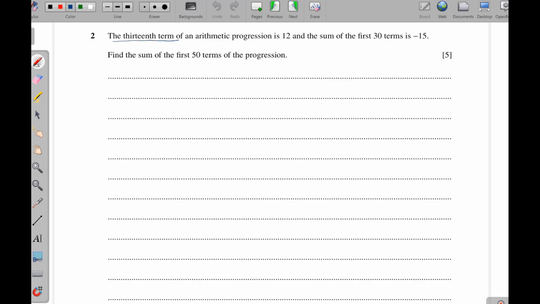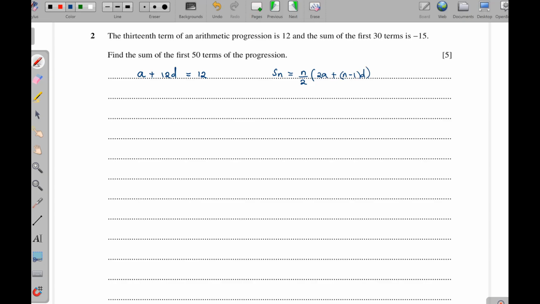Question 2. The 13th term of an AP is 12. That means we are having a, then plus. Remember, the nth term of an AP is a plus (n minus 1)d. So if we say 13th, put 13 here minus 1, you get 12, not so? So we shall have a plus 12d, then we equate to 12. And then the sum of the first 30 terms, the sum of the first n terms of an AP is given by n over 2 into (2a plus (n minus 1)d).